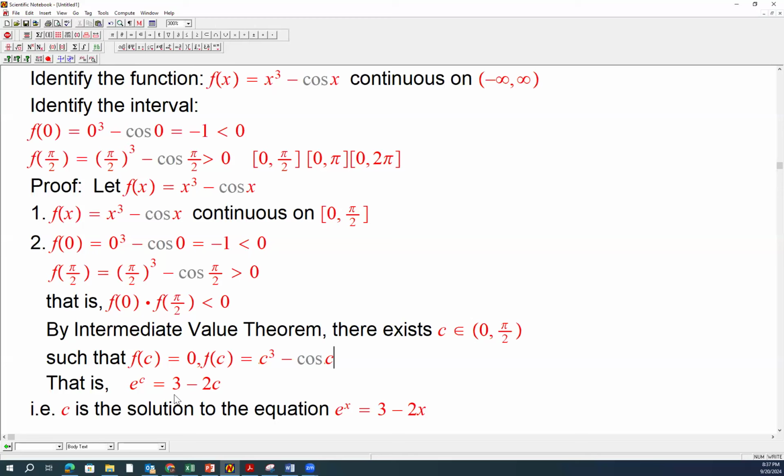C. And that is c to the power 3 equals cosine c. And that means c is a solution to x raised to the power 3. So you see, there's a kind of rhythm there. I wish you guys to see the rhythm and the common structure when we do this kind of work.